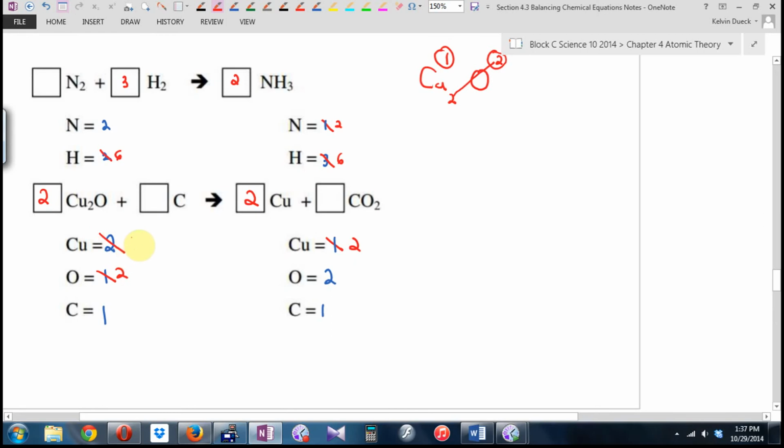Okay, how many Cus are there now? Okay, how can I fix that? Is oxygen balanced? Yeah. Is carbon balanced? Yeah. What's out of balance? Okay, copper. Does anybody see how I can change that? Yeah. I can erase easily. You guys can just cross it out and write above it if you need to.